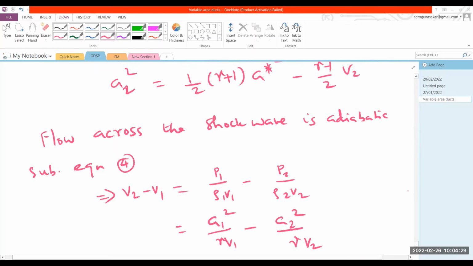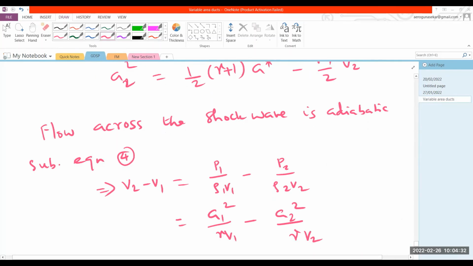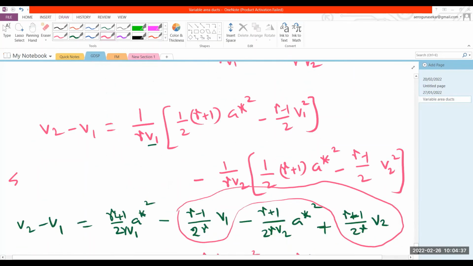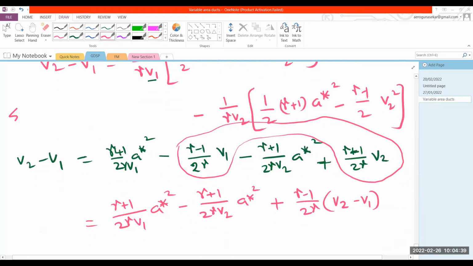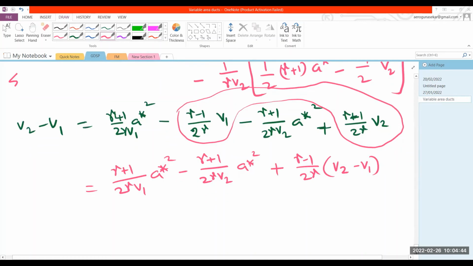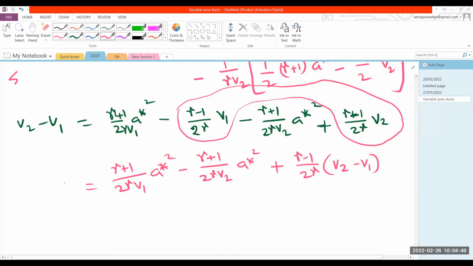Now this has to be further simplified. We can just write it in this way. So now we have three terms. By combining the second and fourth term, we got a third term. Then the first and the second term also can be simplified.